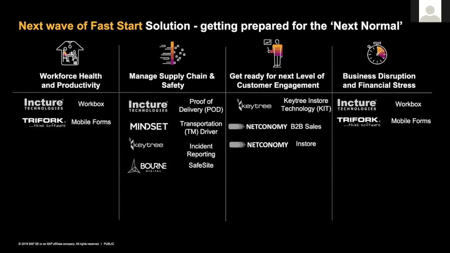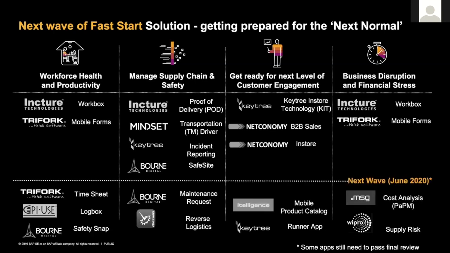So the 4 pillars are basically pretty much what McKinsey says. These are the 4 key areas you need to address. So the main point is we have the existing FastStart solutions are helping already in all of these areas. So that's the current situation.